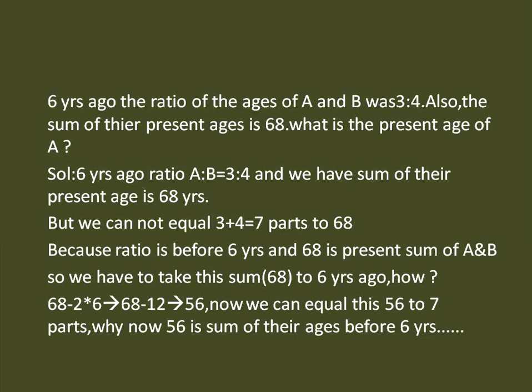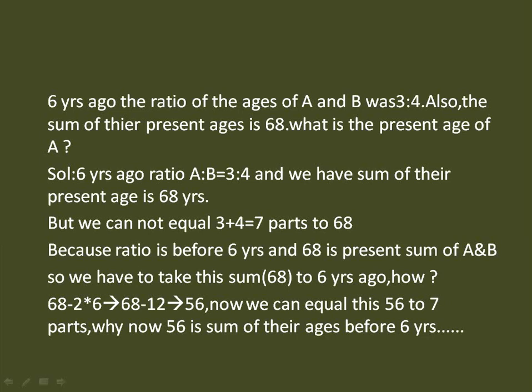Now we have to move this sum to 6 years ago. How? For example, if your age is 16 years today, what is your age 6 years ago? 10 years. How can we find it? 16 minus 6. So you have to reduce 6 years for one person. For two persons, two 6s should be reduced. Two 6s means 12 years should be reduced.